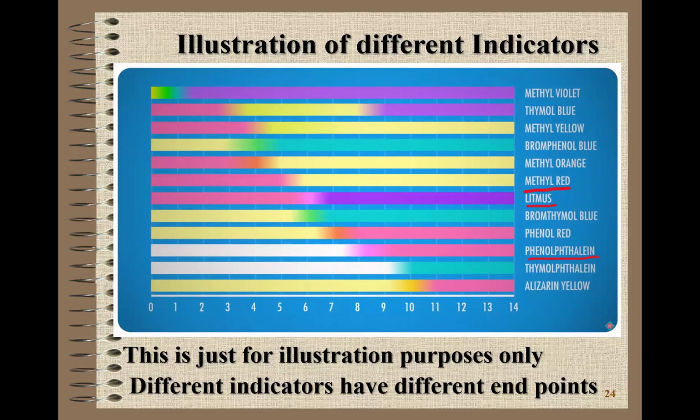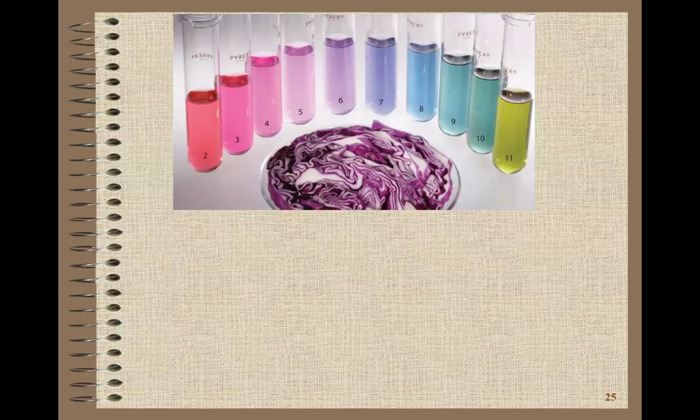So is that clear now? The end point is when the indicator changes color, but it depends on the indicator. Okay? Equivalence point is moles acid is equal to the moles base. See the difference? Does that help? But that was an excellent question. I love that question.